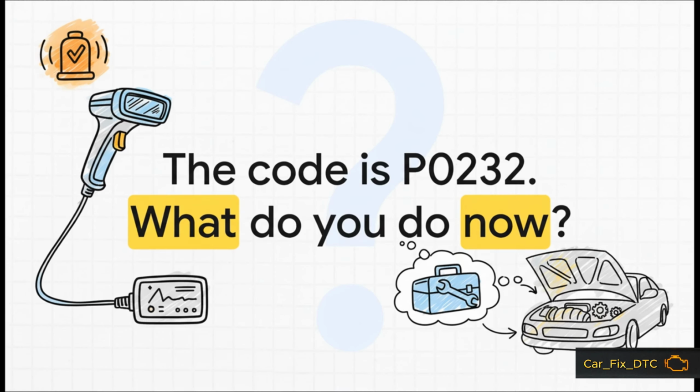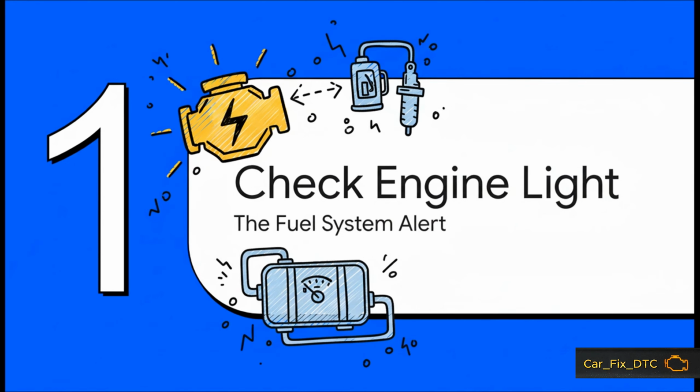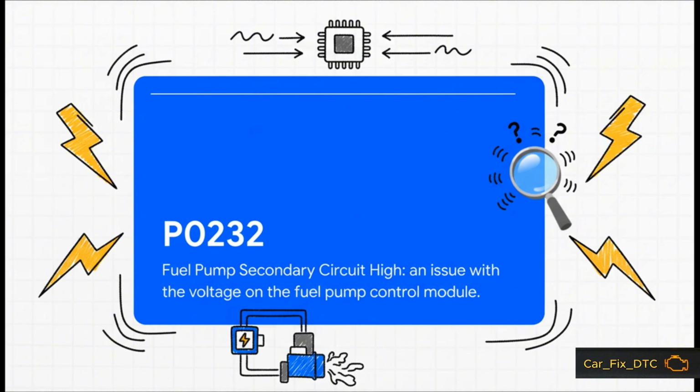There it is, that glowing check engine light. You run the scanner, and boom, P0232. Your car is trying to tell you something's up with the fuel system. So what's the very next step? That's exactly what we're going to figure out right now. Right, so that check engine light, it's our first clue, and with a P0232 code, it's basically screaming, hey, look at the fuel system.